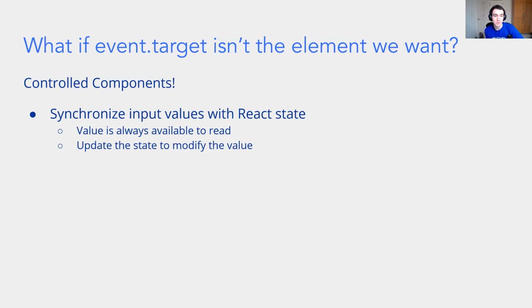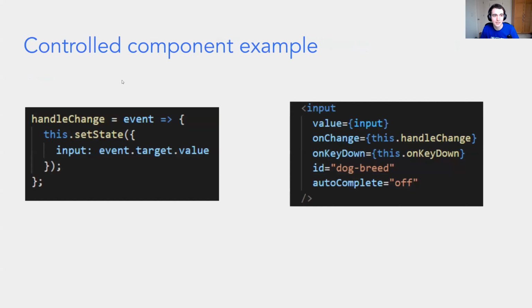Number one, and what we're going to recommend, is controlled components. The way this works is you synchronize the input values with the React state. So the value is always available to read. You update the state to modify the value. So what that means is that every time someone presses a key in that input, we call this .setState, and we update the state in your React component to match whatever's in the input box. That keeps the React state always in sync. So no matter what happens, you will have that input value available to you in React in state.